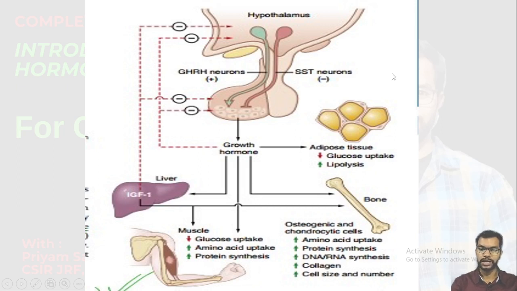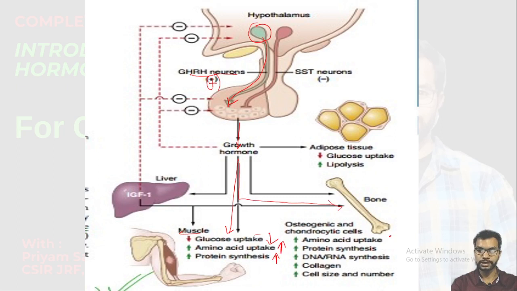In this picture, I have shown you the function of growth hormone, where it acts, and how growth hormone is regulated. See here, growth hormone releasing hormone is secreted from the hypothalamus and it acts on the anterior pituitary. So it is a positive effect. That means growth hormone releasing hormone is stimulating the anterior pituitary to release growth hormone. So growth hormone is secreted. This growth hormone comes to muscle, and in muscle it decreases the glucose uptake, increases amino acid uptake, and increases protein synthesis. This growth hormone also comes to bone.